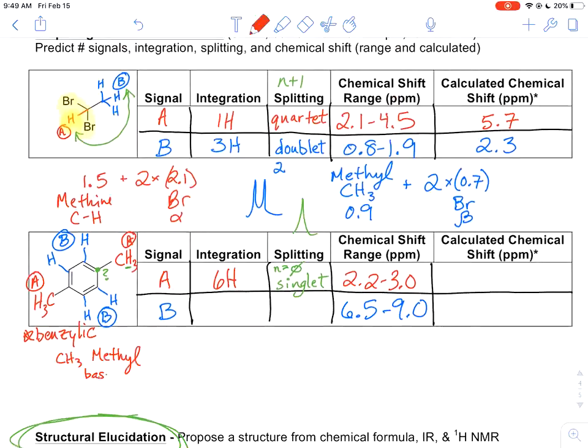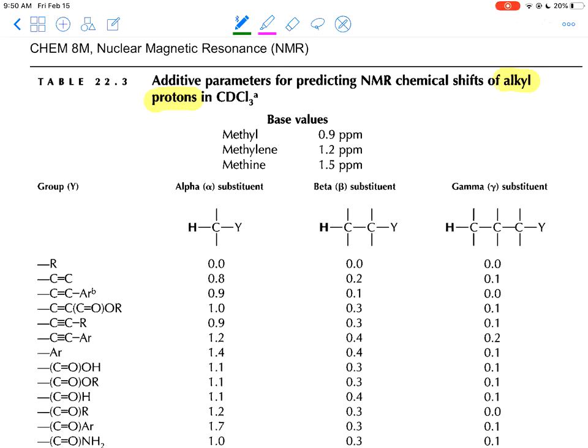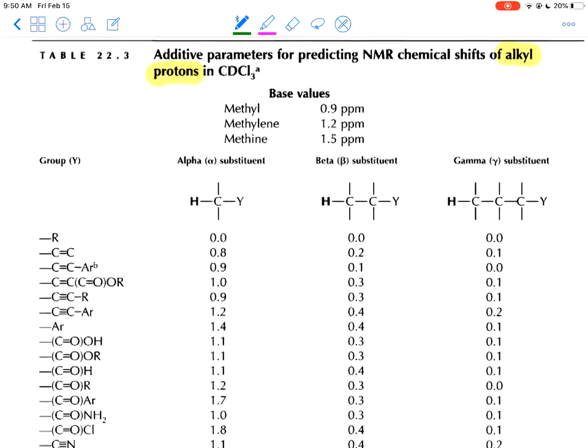I'll look up our base value, and then we're going to add in the fact that we have an aromatic group. Now, you may be thinking, oh, we have 2 different methyl groups, so we add the aromatic group twice, but we really just look at it one at a time. So we're just going to focus on that one, and it's connected to an aromatic ring. Here we are at the additive parameters for alkyl protons. That is still considered an alkyl proton as opposed to using the other table, which we'll use in a second. We have, once again, a methyl base value of 0.9 is where we're going to start.